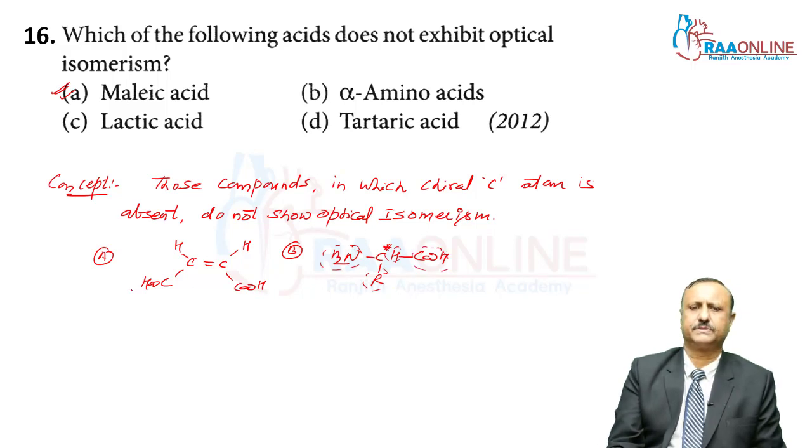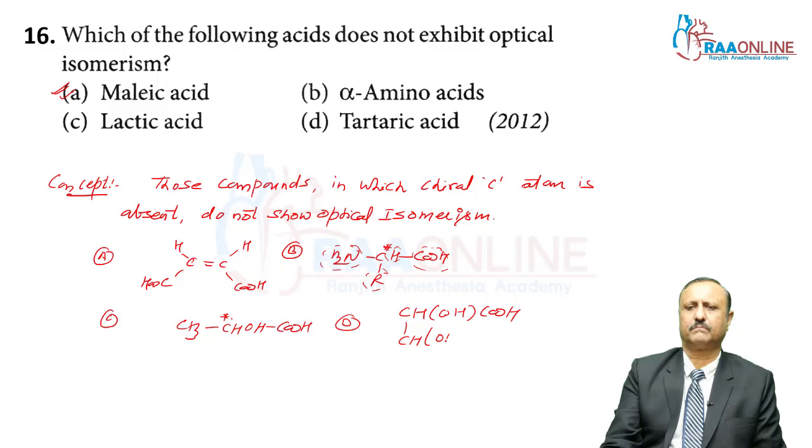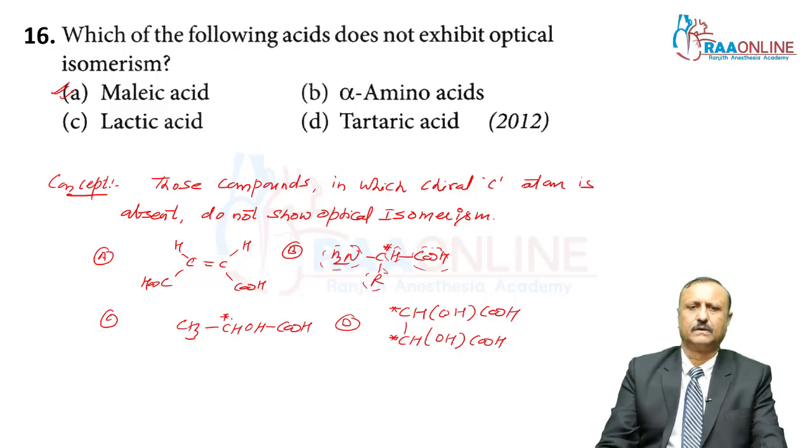Now, we can see lactic acid. Lactic acid is the CH3, CHOH and COOH compound. Here in this compound, this carbon atom is asymmetric, and here you can see tartaric acid, that is CHOH, COOH and CHOH and COOH. So, in this compound both carbon atoms are chiral carbon atoms and show optical isomerism. So, only one compound, malic acid, does not show optical isomerism. Answer is A.